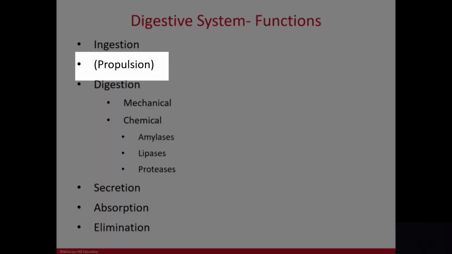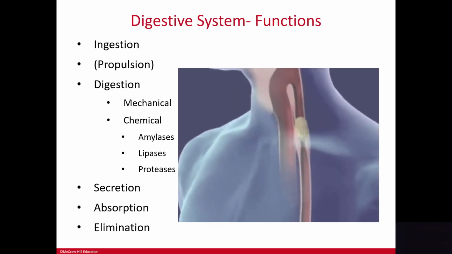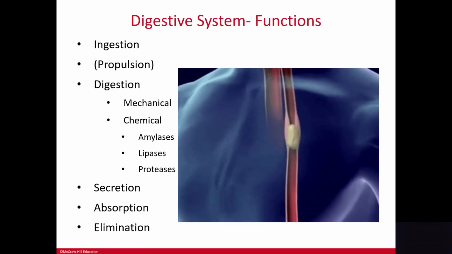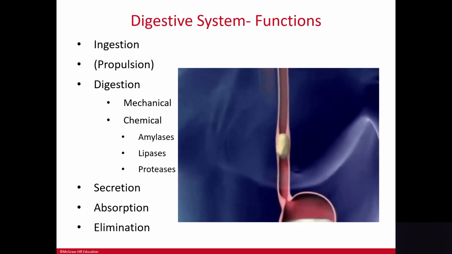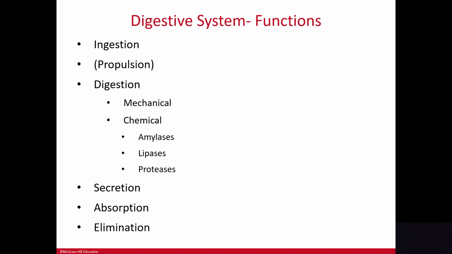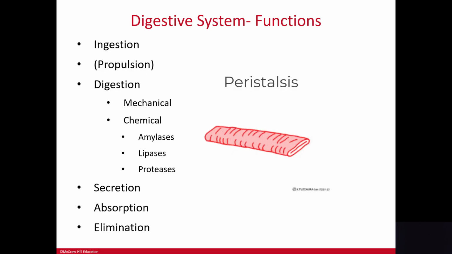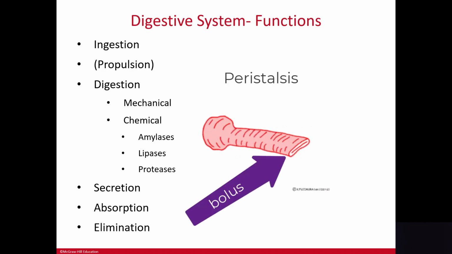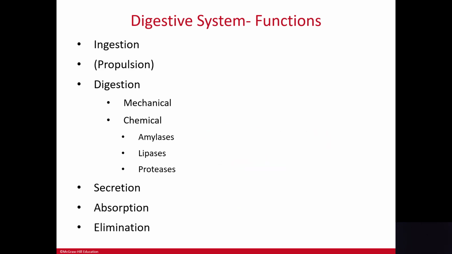The second one in your book is propulsion. I don't really consider this a function. It's just kind of how food moves along the alimentary canal. So propulsion is just movement, how the food moves along that tract. It takes about 24 to 36 hours for it to move from mouth to anus. So peristalsis is the name of those waves of contraction that move that food bolus through the alimentary canal, and the bolus is just the mass or the bulk of food that moves in that tube.